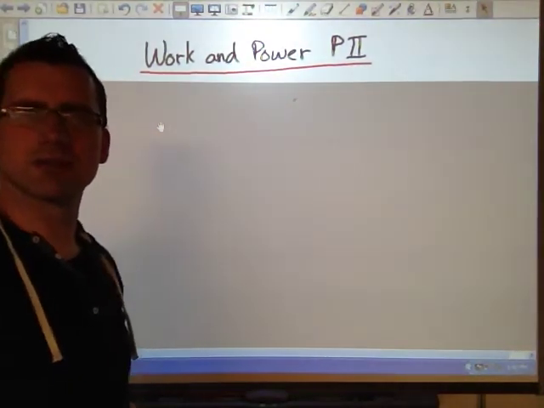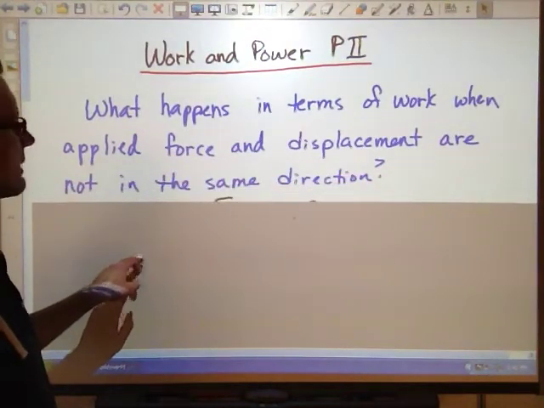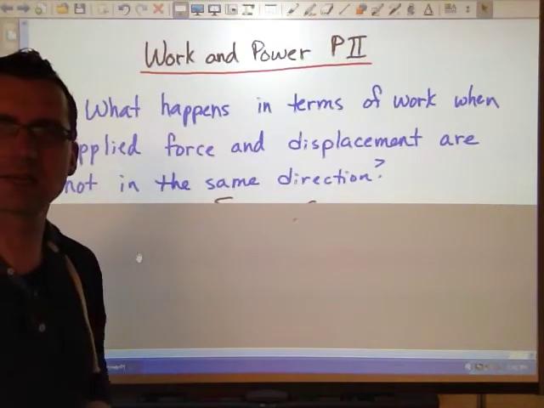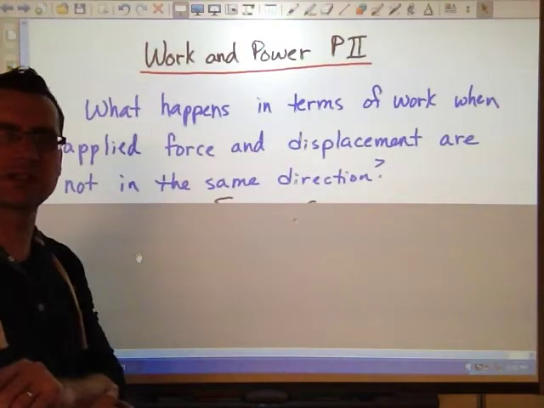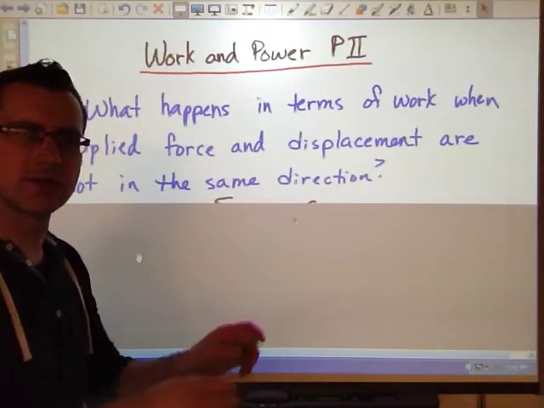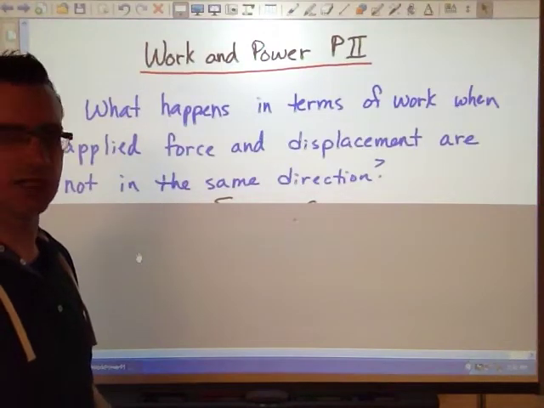Work and Power, Part 2, the sequel. What happens in terms of work when the applied force and displacement are not in the same direction? So in that previous case where we dealt with pushing an object, force was in that way, displacement was in that way, so obviously work is done on it. What if it's not in the same direction though?